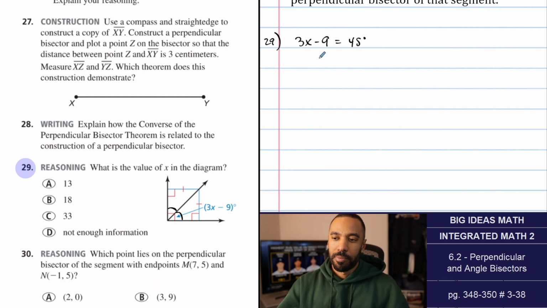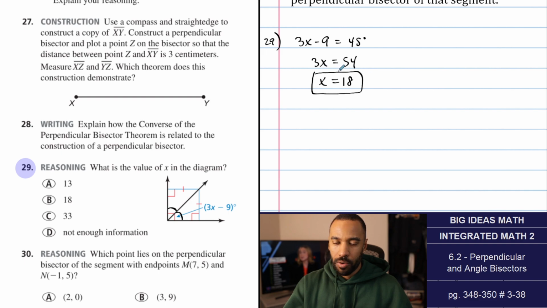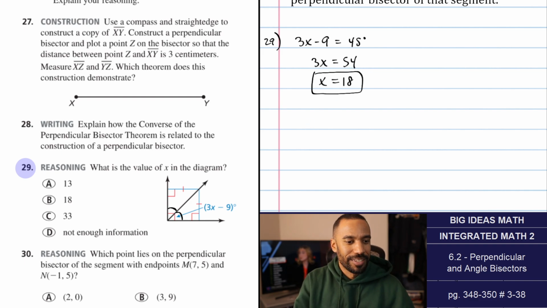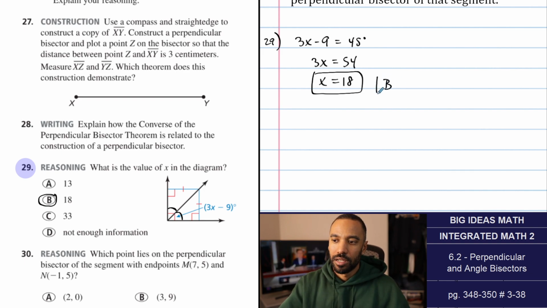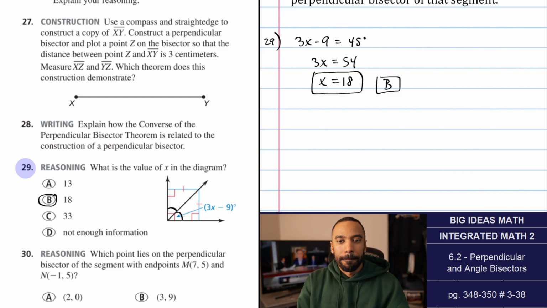So we can add 9 to both sides, and we can divide both sides by 3, and we get x equals 18. Now, what do they want? The value of x? It's 18. So it's going to be b. It's b. Okay. Number 30.